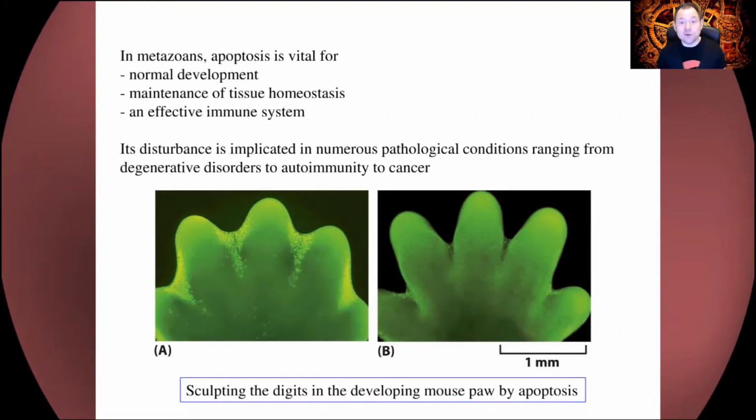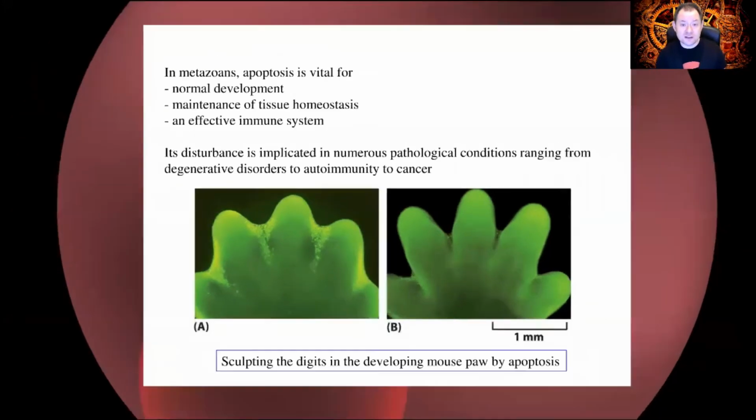When we are developed, we also need apoptosis to maintain homeostasis, to maintain the right number of cells in our body, to get rid of old and damaged cells. We also need apoptosis for our immune system to function properly. Its disturbance is implicated in numerous pathological conditions, ranging from degenerative disorders to autoimmunity to cancer. So a very important process.